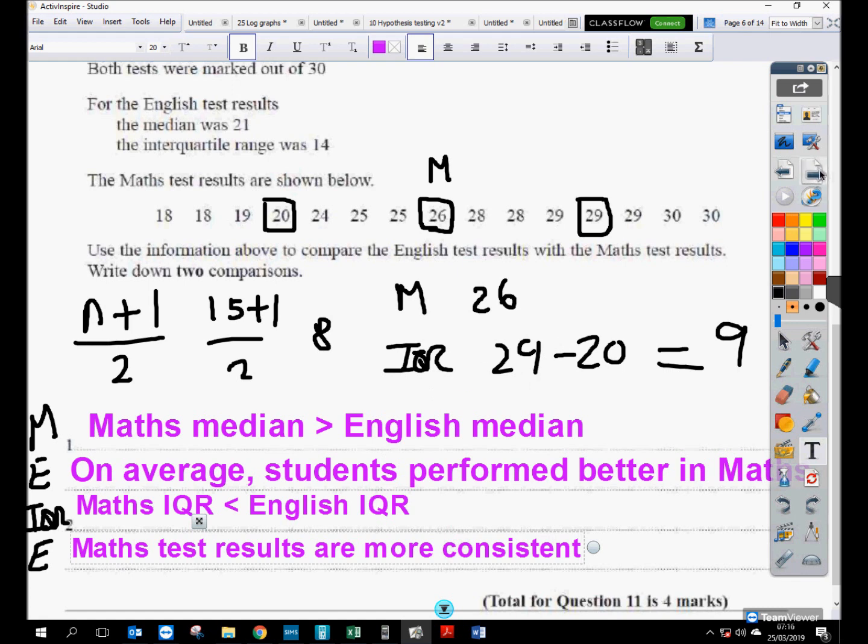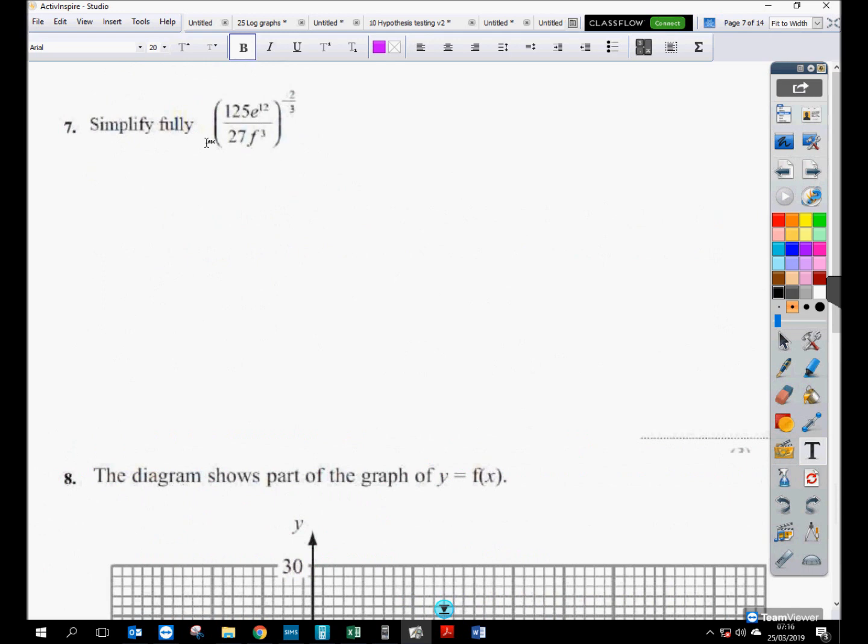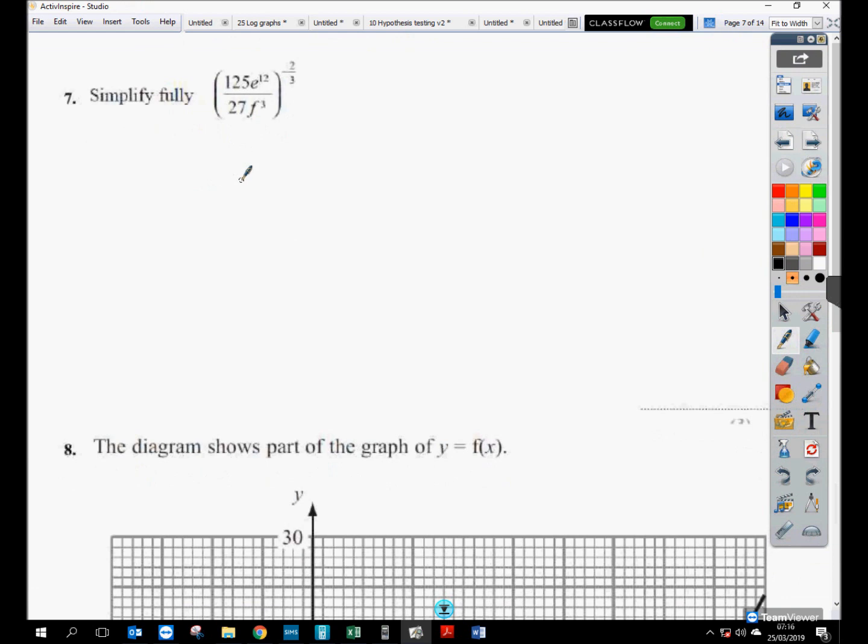Okay, next question. So the negative in the power means you have to work out the reciprocal of the fraction, and that's the easiest way to deal with this question. So flip the fraction.